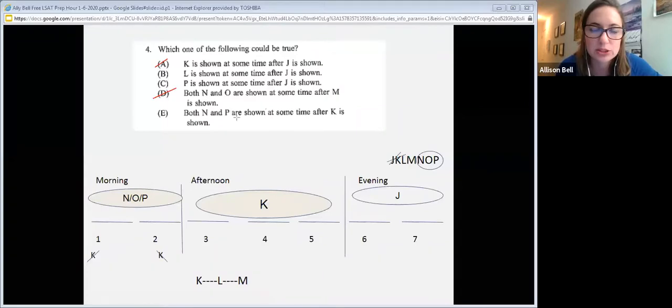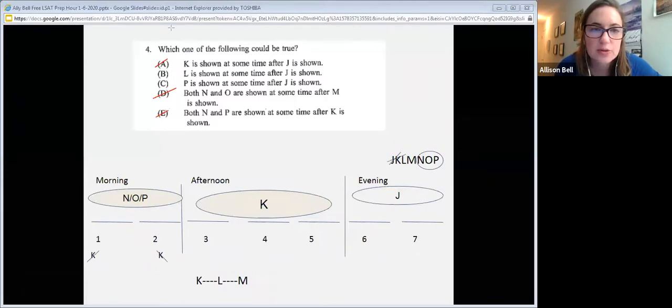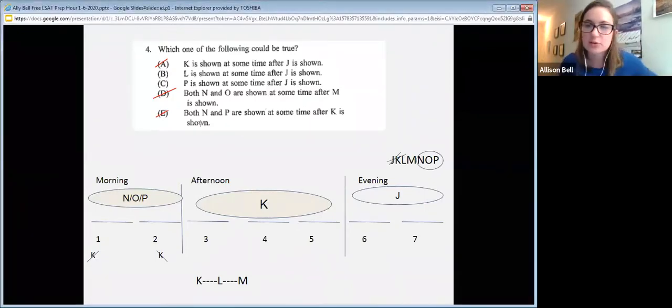N and P are shown sometime after K. That seems very similar. K is here in the afternoon. If N and P were to go later, I'd only have O for the morning. So I'm going to cross that one off. So now I'm down to just 2 answer choices. I've done all this work in my head so far, gotten rid of some easy eliminations. Now I'm down to a 50-50 shot of getting this right, which is great.